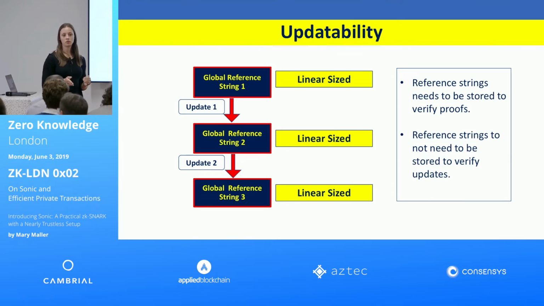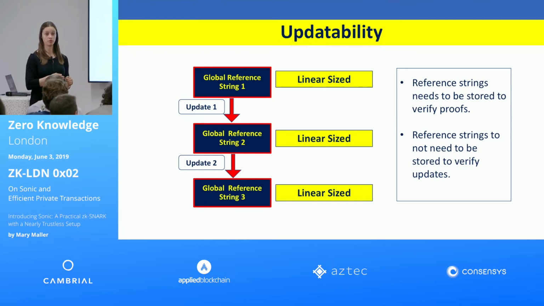Although one other thing I should point out is that the verifier's reference string is much smaller than the prover's reference string. So the linear size that I was talking about that you need in order to generate proofs, the actual thing that would need to be stored forever is probably much, much smaller than that.